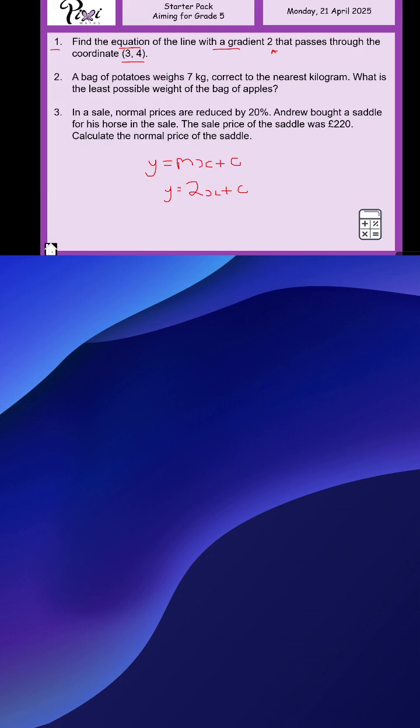Okay, I can now substitute in coordinates 3, 4 to work out that value.